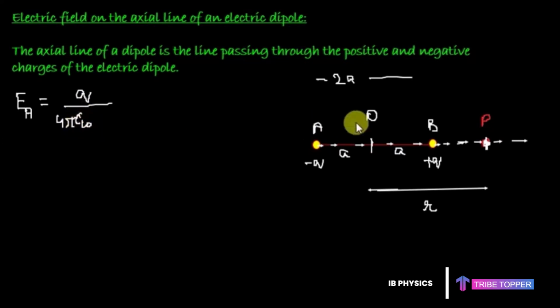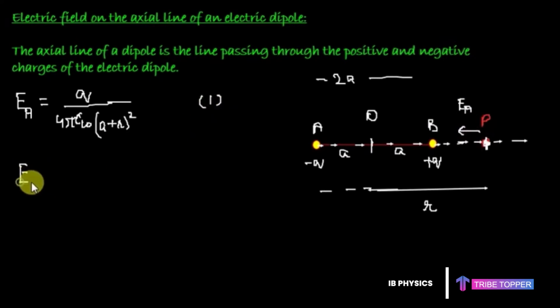Now but what is my distance r here? The distance of this point P from A is r plus a, because this will be added in it. So I have Q upon 4 pi epsilon naught into r plus a whole square, and because it's due to the negative charge, it will be directed towards the left, because the electric field due to a negative charge is directed towards the charge. So EA is along this direction, that's towards left. We can mark this as equation 1.